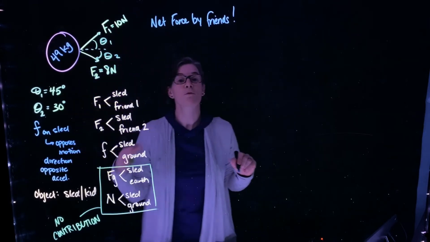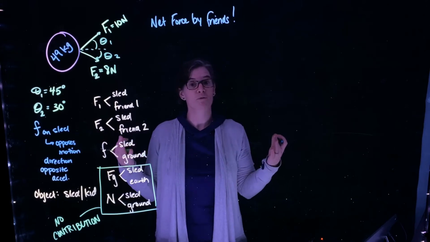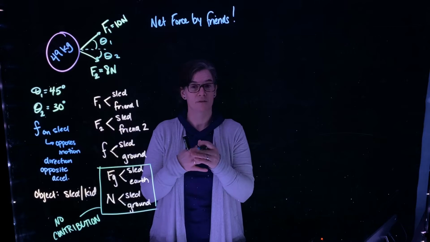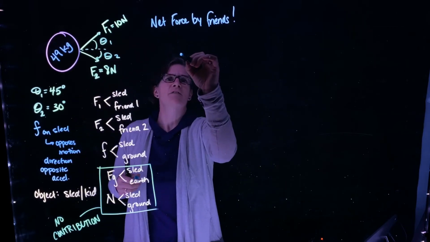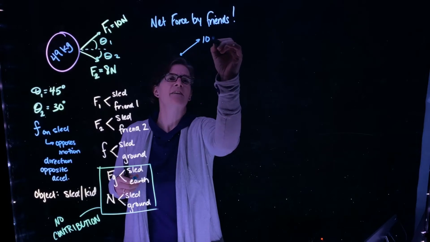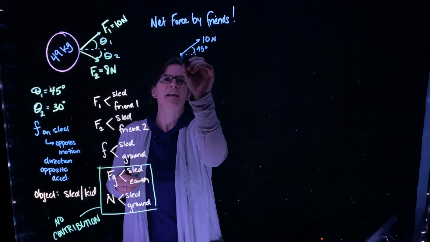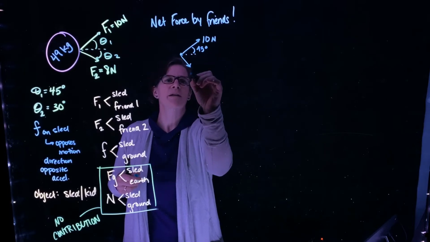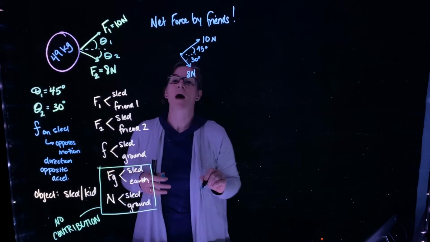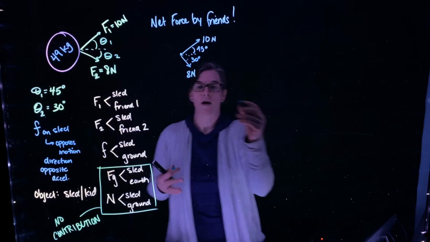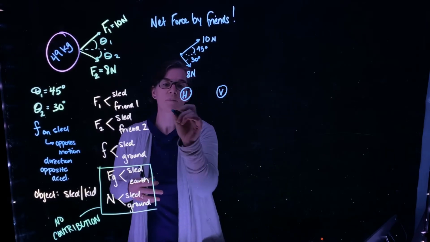Well, these are two force vectors acting on that sled. And so we're going to do a vector analysis of those two forces, trying to find the net force of the friends. So I'm going to redraw the two vectors. We have vector 1 at 10 newtons, and this is at 45 degrees. And I also have vector 2 at 8 newtons at 30 degrees. So how do I determine the resultant? Well, I have to break my vectors up into horizontal and vertical components.